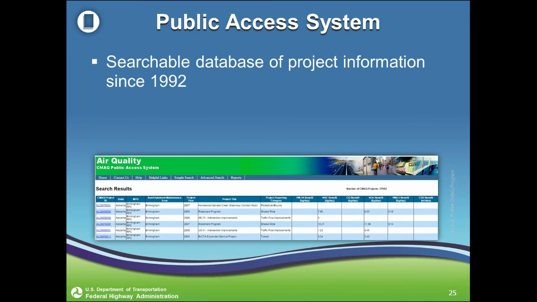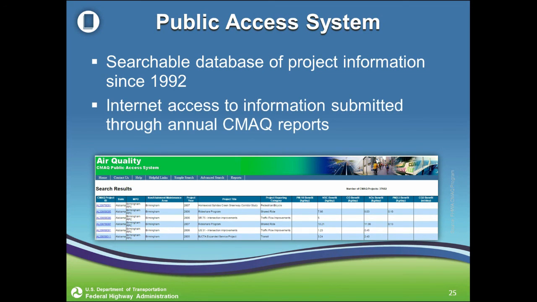The cumulative database of information on CMAQ projects dates back to 1992 and is publicly available in an online database. The CMAQ Public Access System provides information on projects such as project name, location, cost data, and emission reductions in a searchable website. You can find the database by going to the CMAQ program website at www.fhwa.dot.gov/environment/air_quality/CMAQ and selecting CMAQ Public Access System from the menu of options on the right side of the page.